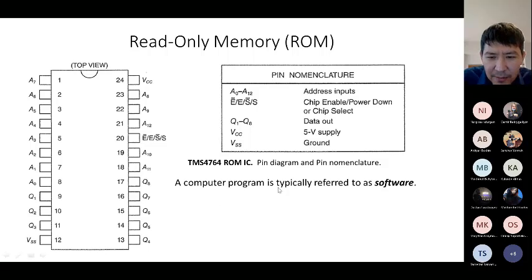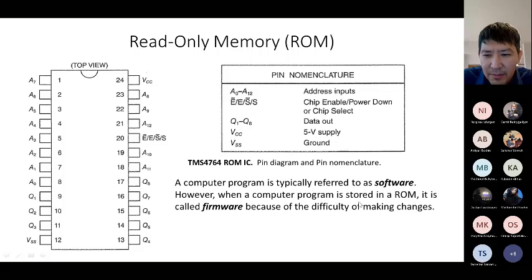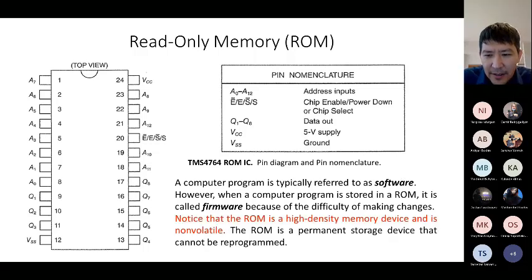So guys, a computer program is typically referred to as software, right? However, when a computer program is stored in a ROM, it is called firmware because of the difficulty of making changes. So you should know this kind of difference.